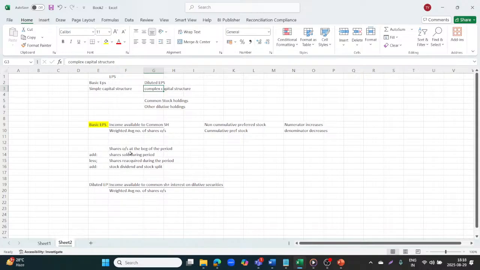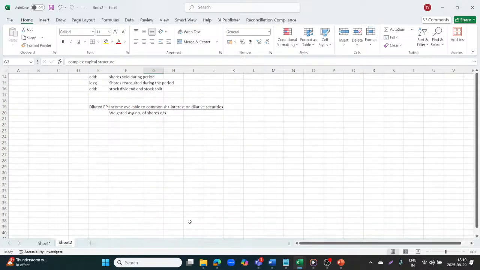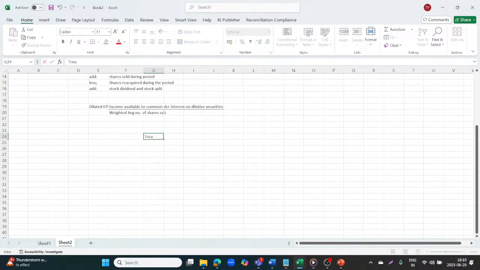Now there are different methods that need to be followed. The one is the if converted method, and the second is the treasury stock method. So these two methods will be followed under diluted EPS. One is your treasury stock method.